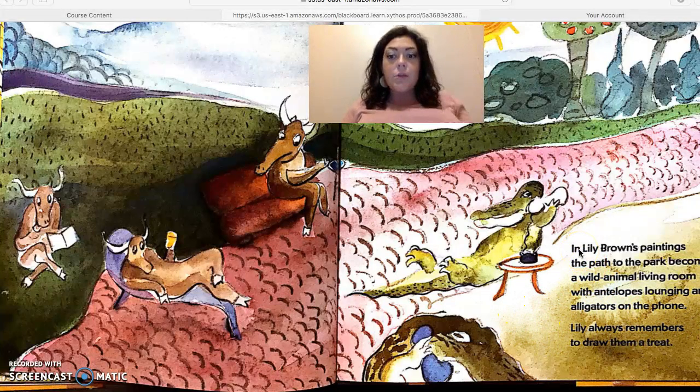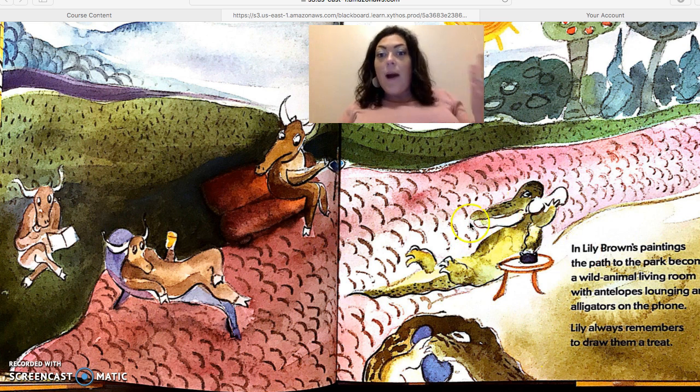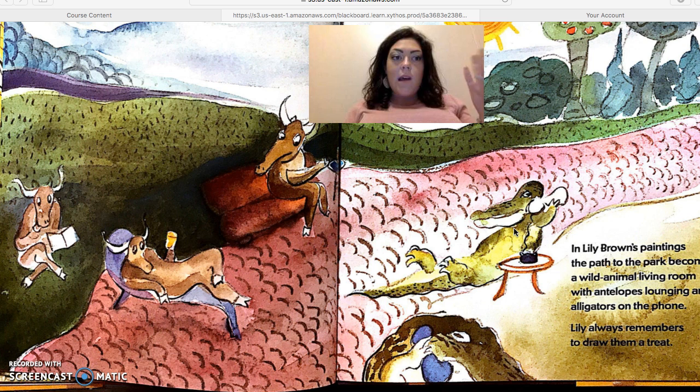And I think this is an example of a run-on sentence, and it just shows everything that's going on. Within the whole book, it shows how Lily Brown's imagination is just crazy cool, like a young child's should be. All of her paintings have her own touch to them. And this one, just like how it matches the page, is so busy, and the run-on sentence works well with this because it shows all this going on. It's like a wild animal living room, as they say. There's antelopes lounging and alligators on the phone, and that helps to show her imagination.